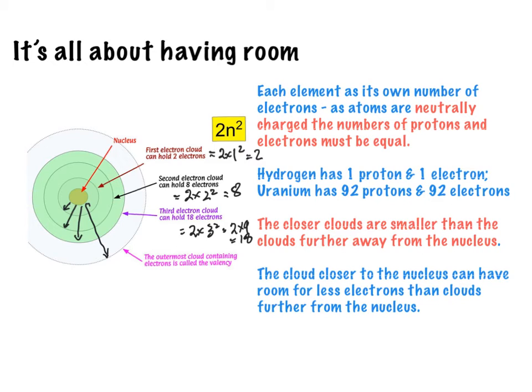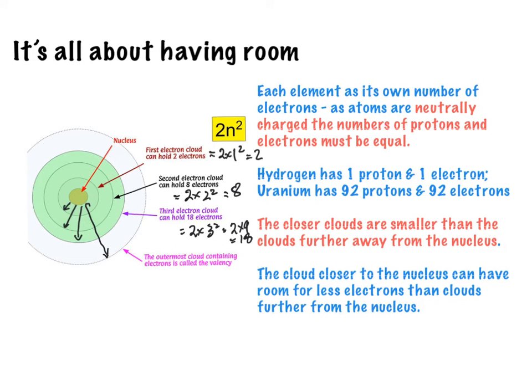Now I'm going to introduce one more term here, and I'm going to do it now because we're going to find out about it later on. The outermost electron cloud that has any electrons in it, it must have electrons in it, is called your valence cloud, or valence shell. Some people call it shells, other people call it clouds. It's pretty much the same sort of thing.